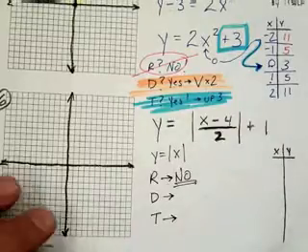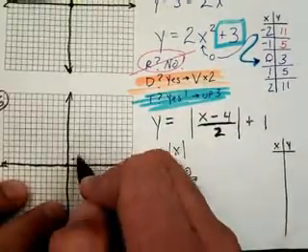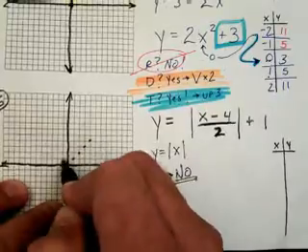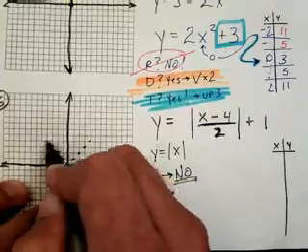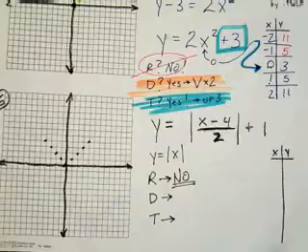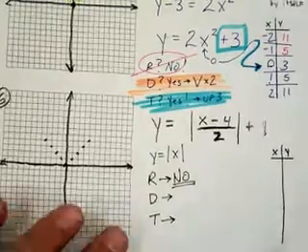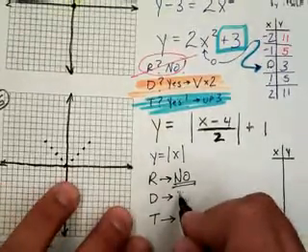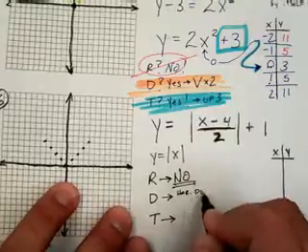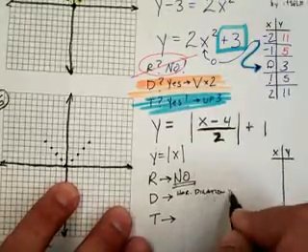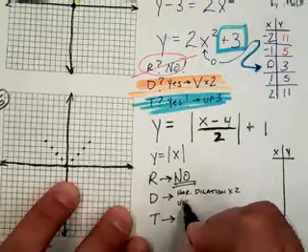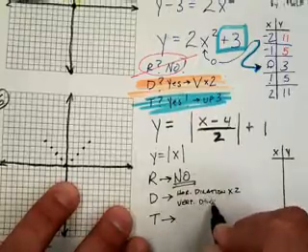Let's just graph real quick the parent function over here. Go ahead and knock that out. Next, we take a look at the dilation. You can think of it two ways. Horizontal dilation by a factor of 2, or vertical dilation by a factor of 1/2.